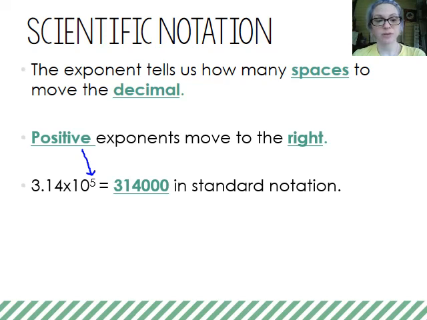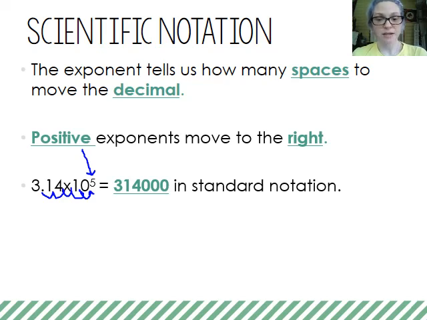So what we would do is move our decimal 1, 2, 3, 4, 5, and you'd fill this in with zeros. So this is where this comes from. This is the answer. 314000 is the standard notation for that number.